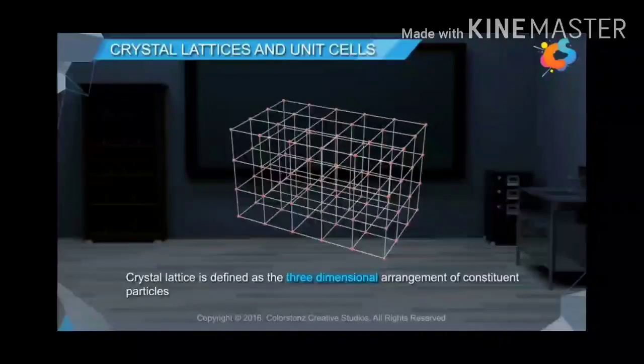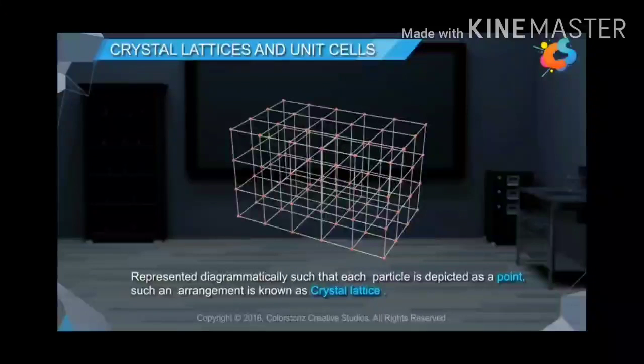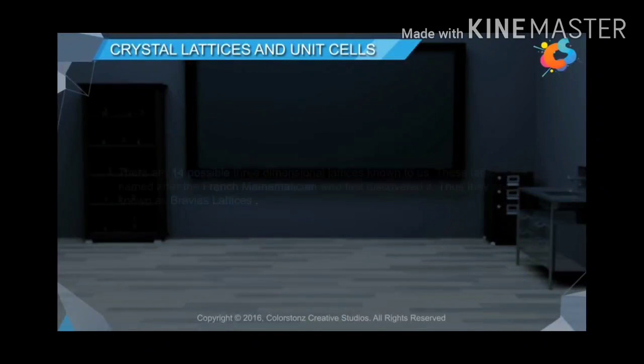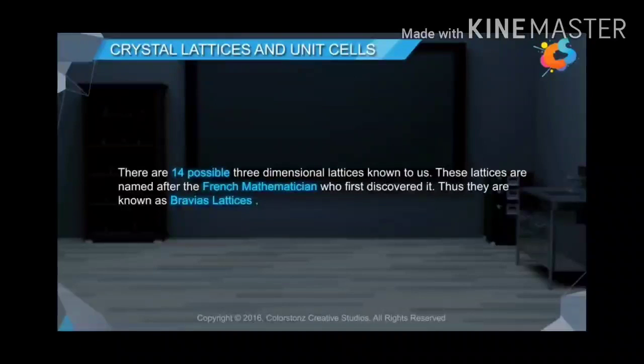Now crystal lattice is defined as the three-dimensional arrangement of constituent particles. Why is it a three-dimensional arrangement? You can see from this diagram. It is represented diagrammatically in such a way that each particle is depicted as a point. So the arrangement is known as crystal lattice. There are 14 possible three-dimensional arrangements. These are named Bravais lattices after the famous French mathematician. We will put the picture of that also in the later part of this video.